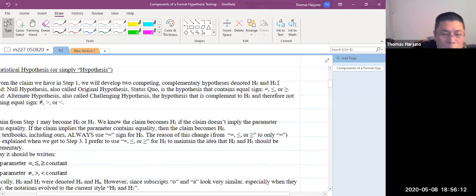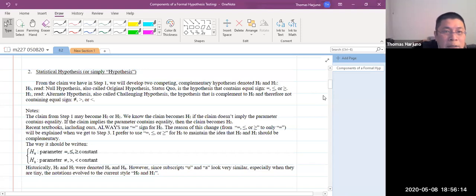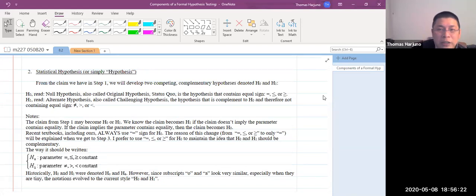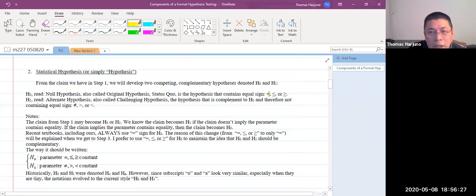In the past, it was also called the original hypothesis. That is the status quo. It is the hypothesis that contains an equal sign, either equal to, or less than or equal to, or greater than or equal to.